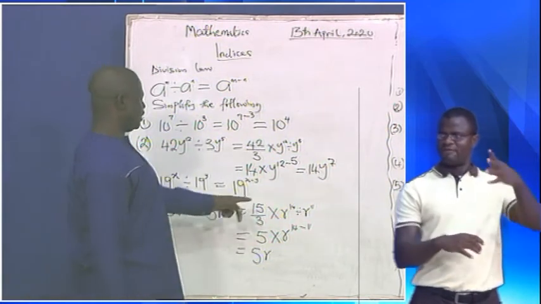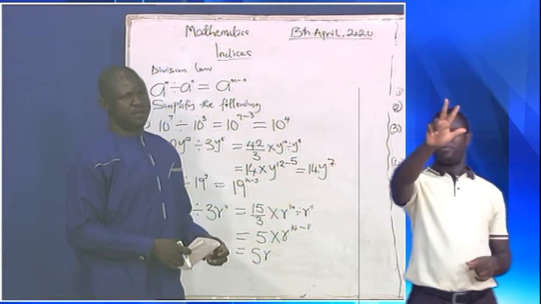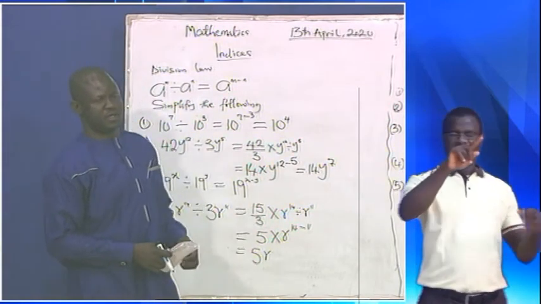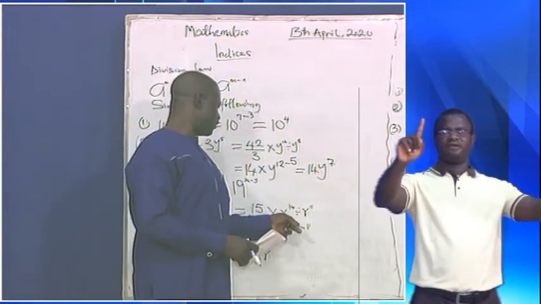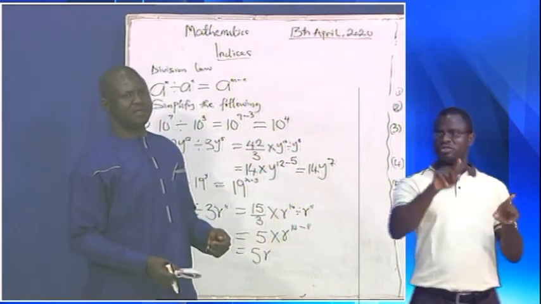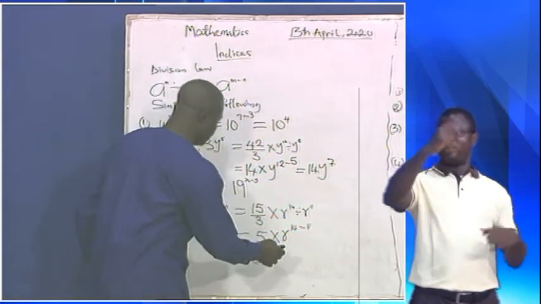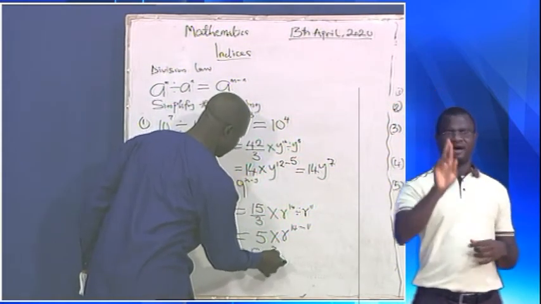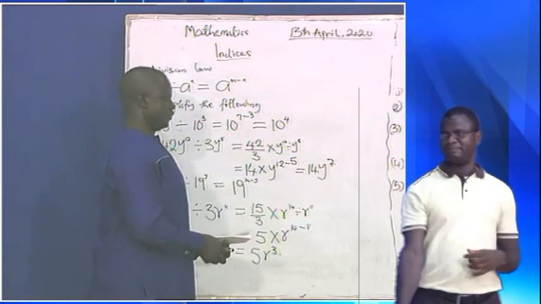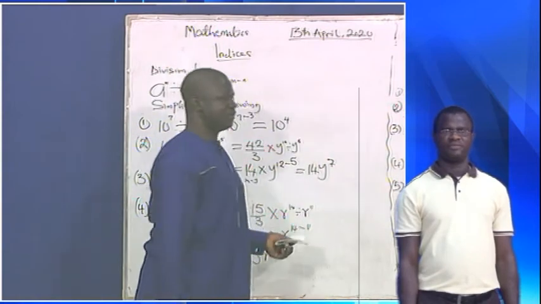Viewers at home, 14 minus 11. If you have 14 mangoes and you have to give 11 out to your friends, at the end of the day, you will be left with how many mangoes now? You'll be left with only 3. So this is where we are going to draw the curtain for this particular example.